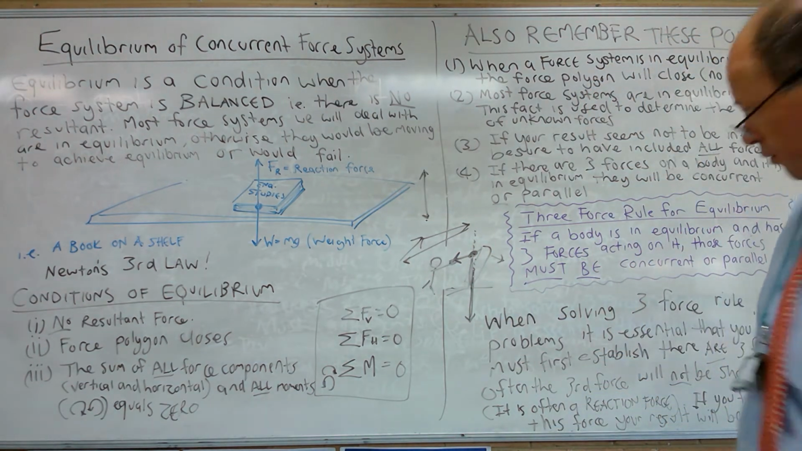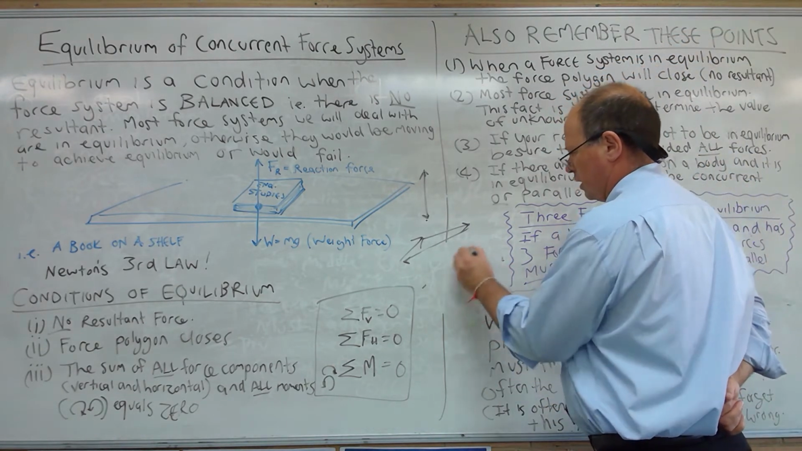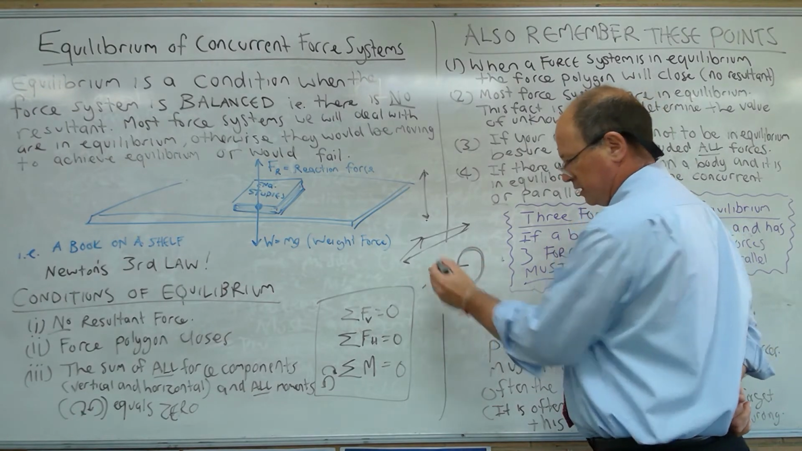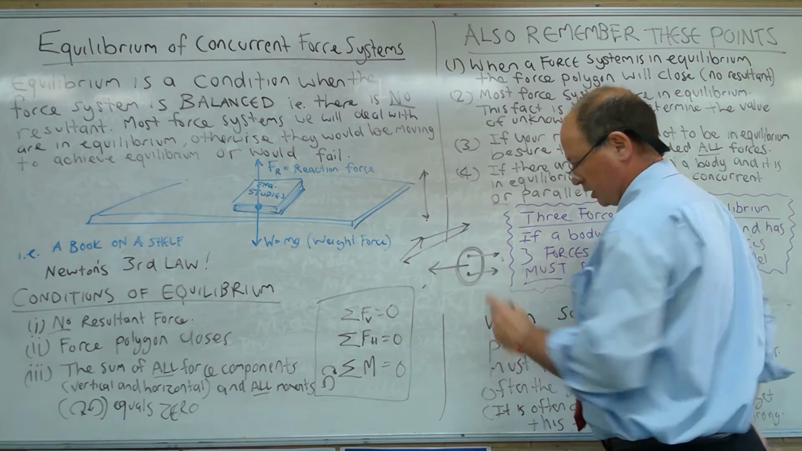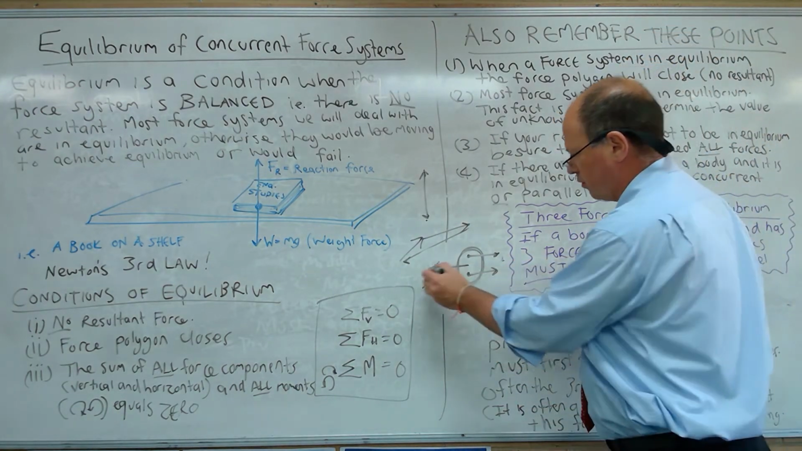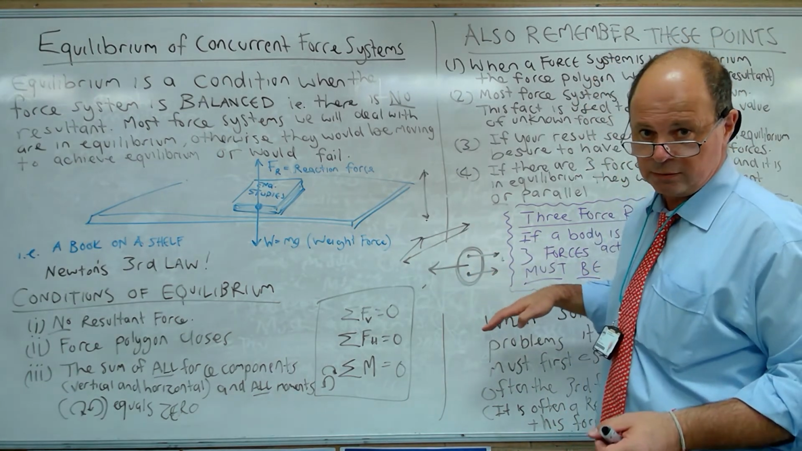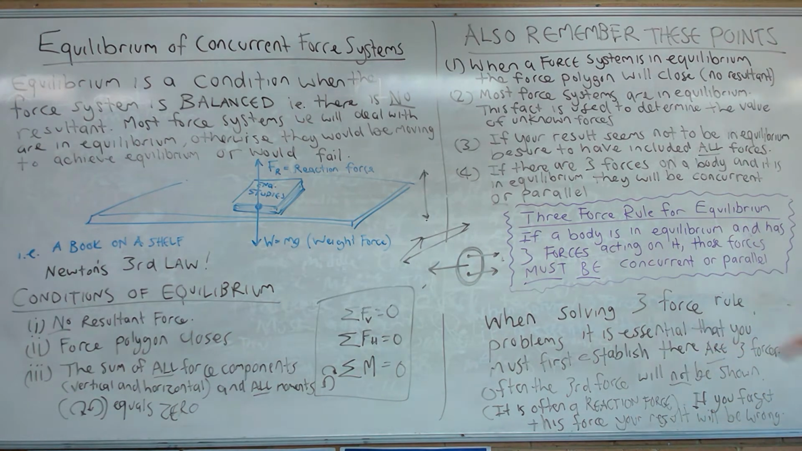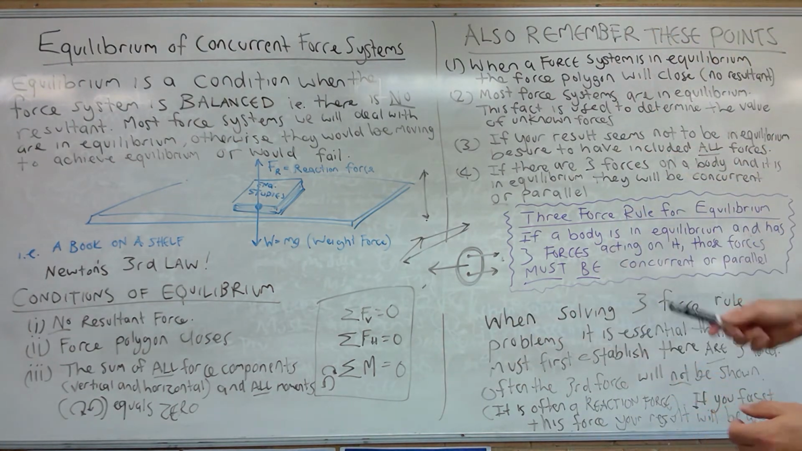The other option is for three forces that are parallel. So if you have a body and there's one force acting this way, to balance it out, you could have another two forces that are going in this direction. And you can see that all of those forces are parallel. You can't have them not parallel. So that's the other rule. So in this purple box here is our three-force rule for equilibrium. If a body is in equilibrium and has three forces acting on it, those forces must be concurrent or parallel. Something to remember.